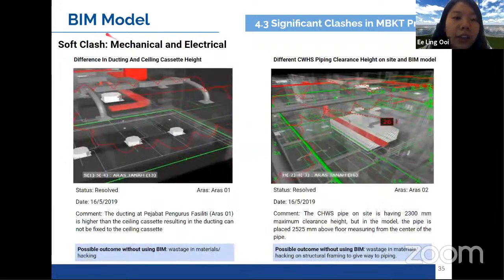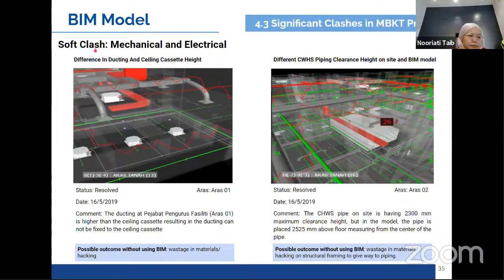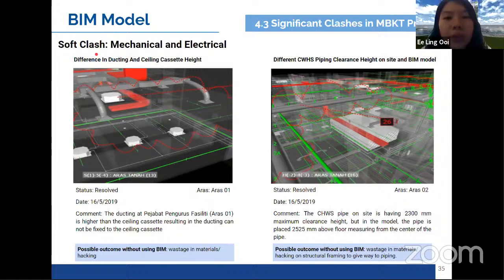And this is a soft clash. It is interesting to mention that a soft clash is a clash that needs to be observed and discovered manually, as Navisworks won't tell you there's a clash over there because it involves tolerance between components. So for this, there's a difference in the ducting and ceiling cascade height, which results in the ducting not being able to reach the ceiling cascade height. They can't be connected. This happened on the Aras 1 and back in 2019, and it's resolved right now.